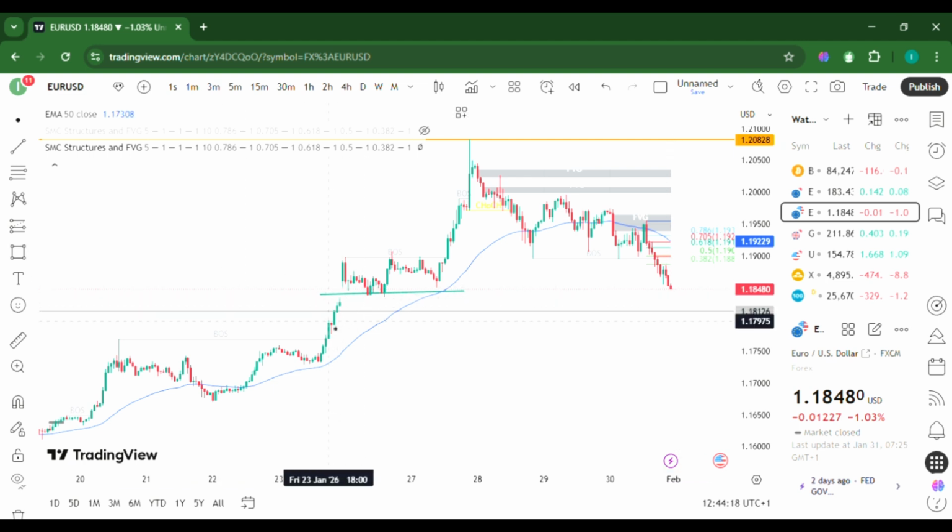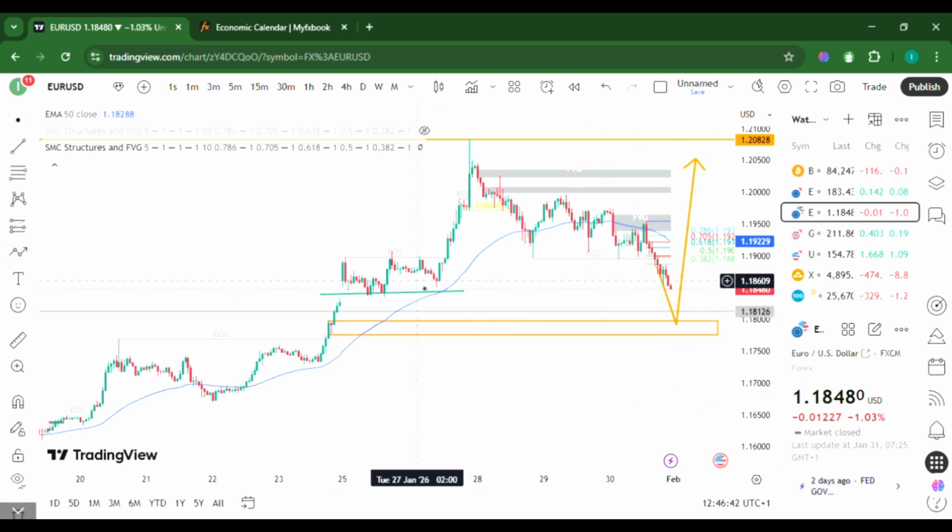I will draw a point of interest around this zone. We want to see price clear this liquidity here and the FVG, the fair value gap here, and tap into this zone before we can place a buy. Once the liquidity is grabbed, the next thing we watch is price tapping into our zone. If price taps into our zone, that is step number 3.